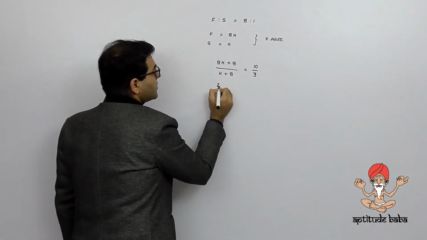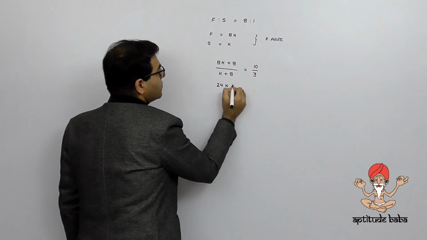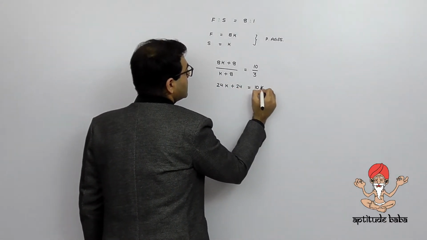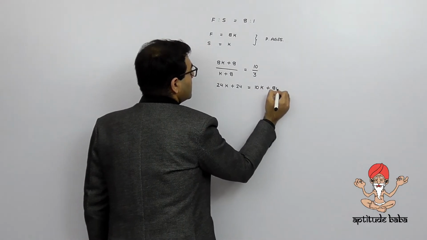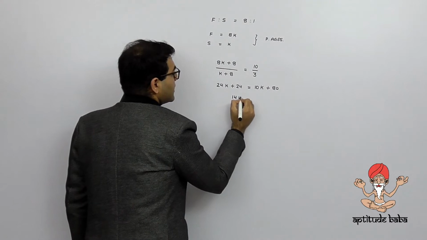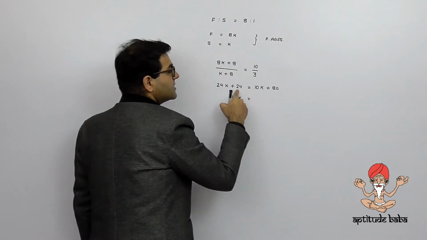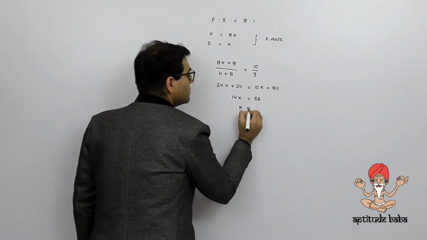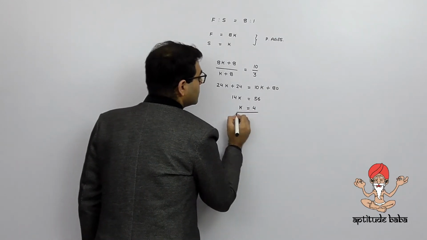On cross multiplication, what I get here is 24k plus 24 equals 10k plus 80. Now let us subtract 10k from 24k. So on the left hand side what I get is 14k and on the right hand side what I get is 56. Now 14 4s are 56. So the value of k that we end up getting is 4.